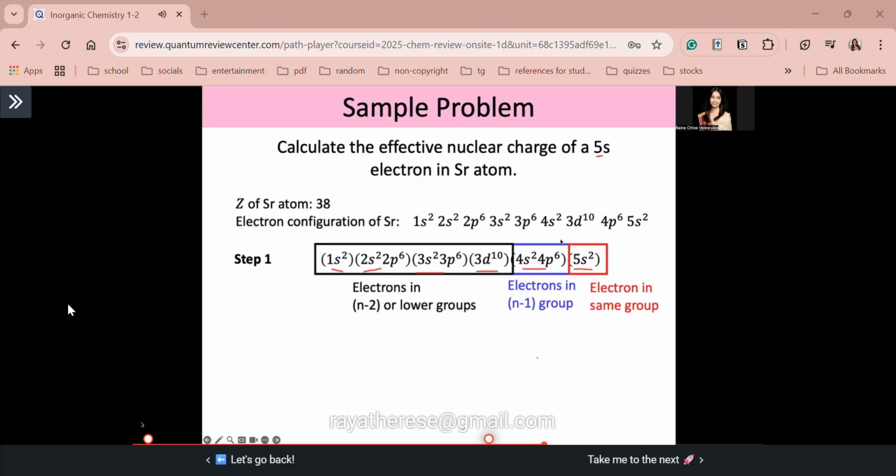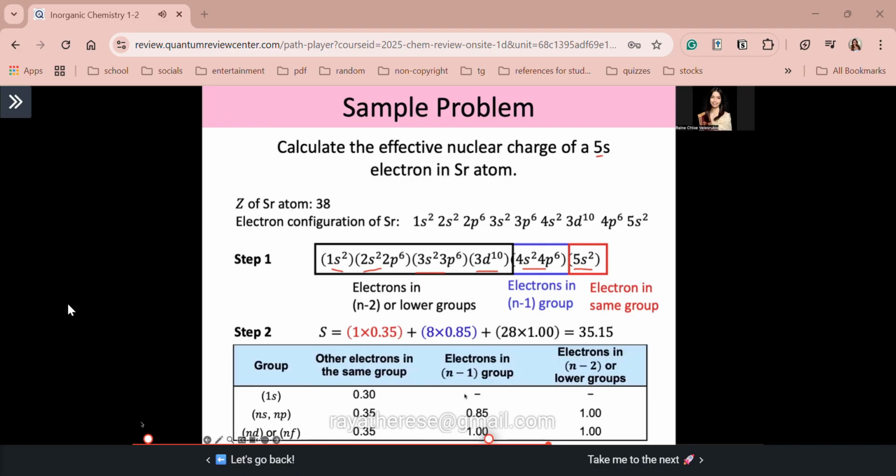Guys, itong black na nakabox, itong blue na nakabox, and itong red na nakabox, may iba silang contributions to the shielding constant. So, calculating for the shielding constant, guys, refer na lang kayo sa table, okay? So, the shielding constant is equal to 1 times 0.35, kasi 1 electron from the same group ang nag-contribute sa shielding constant, plus 8 times 0.85, 6 plus 2, 8, ito yung contribution ng n-1 group. And 28 electrons, so 2, 4, 10, 12, 18, 28 electrons in n-2 or lower groups times 1, that's equal to 35.50. That's your shielding constant.